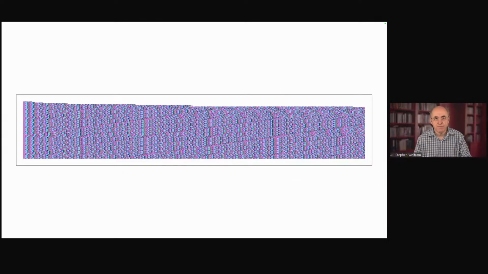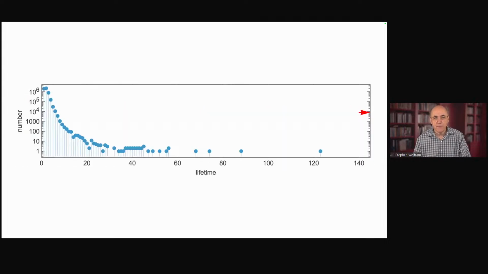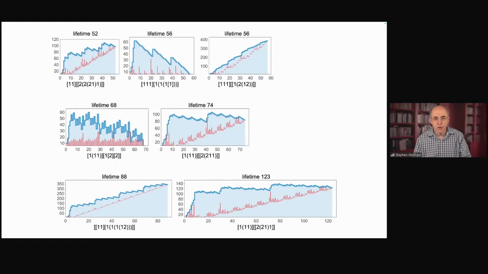Size 10. Well, there are now 5,159,441 possible lambdas, about 5 million lambdas. So of these, 38% are inert, 0.15% of them don't terminate. So here's the distribution of lifetimes. And some examples of lambdas with long lifetimes are these ones here.